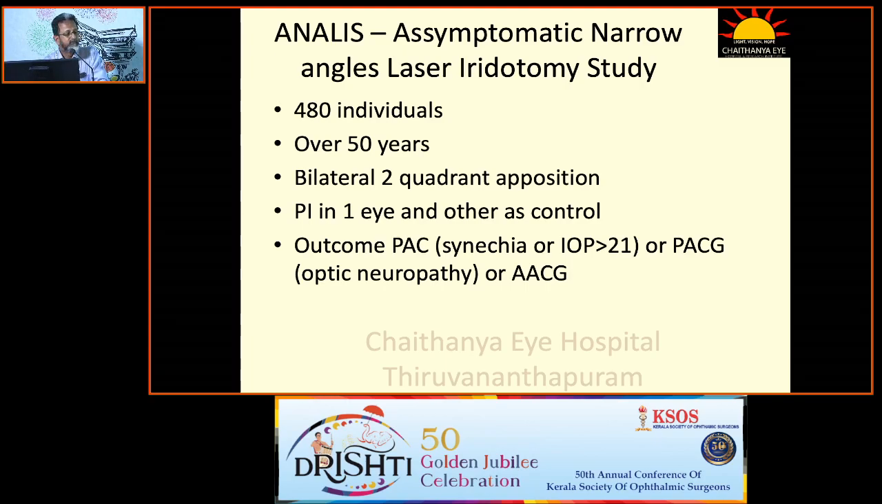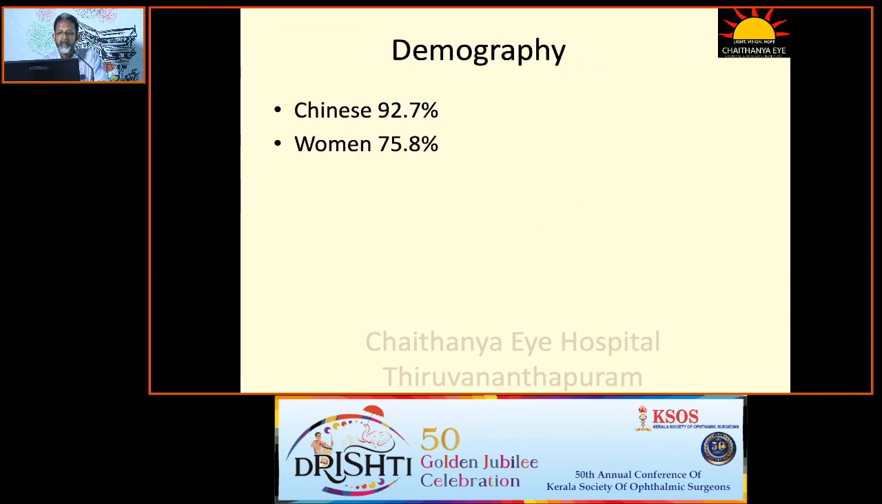So here we had 480 individuals over 50 years, bilateral two-quadrant apposition, PI in one eye and the other eye was a control. So its control has got all the demography matched. And the outcome, PAC, sinus K, or an intraocular pressure going up above 21, or PSCG, or acute closure, was defined at the start of the study. Again, most of them are Chinese, most of them were women.